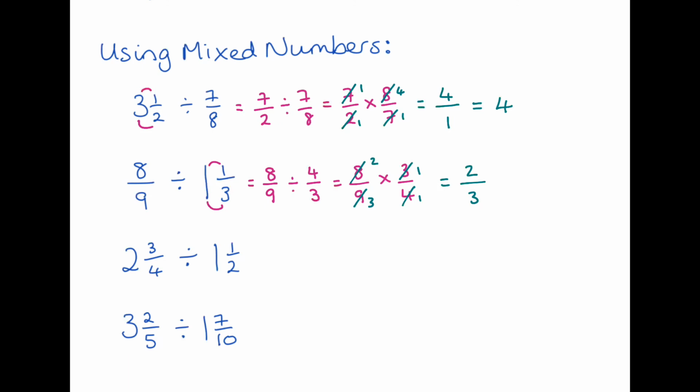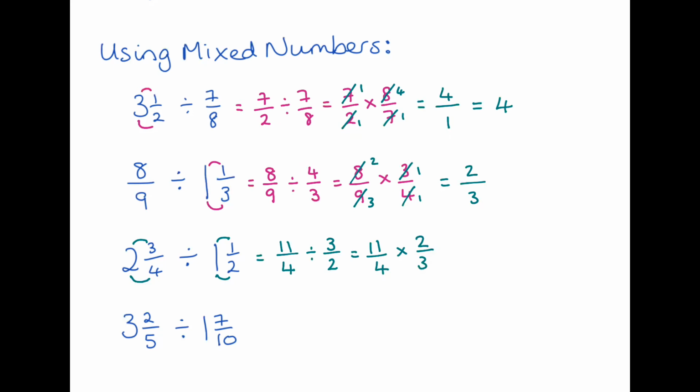Okay, right, next one. So we've got both our fractions expressed as mixed numbers this time. So we can change them into improper fractions. So 4 times 2 is 8, add 3 is 11. So that's 11/4. And then we've got 2 times 1 is 2, add 1 is 3. So we've got 11/4 divided by 3/2. So that's 11/4. And remember, change it to a multiply, turn it upside down.